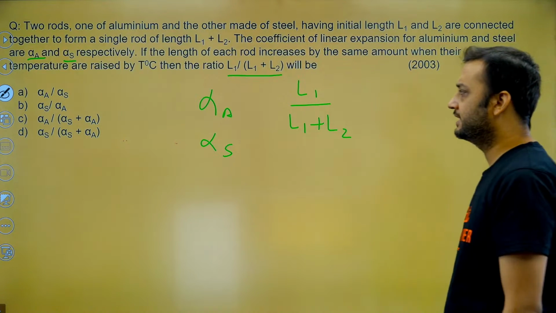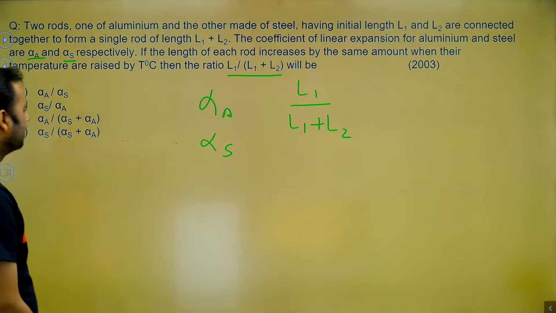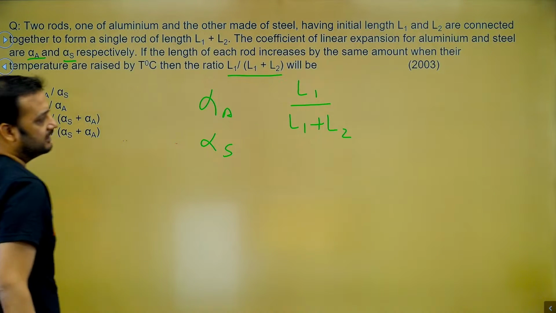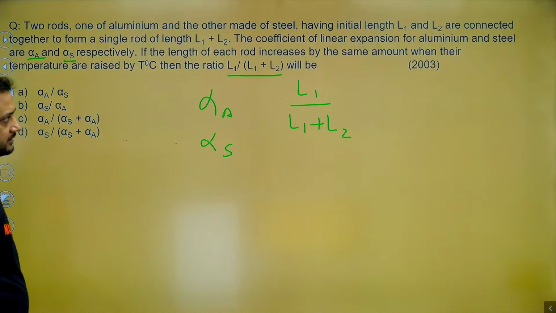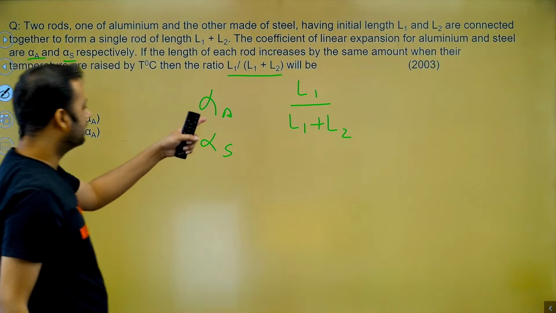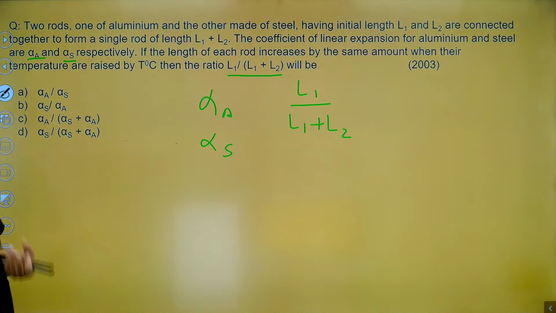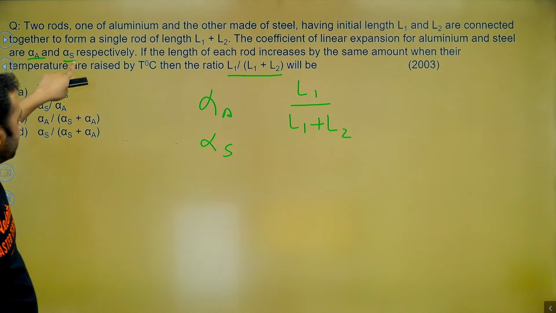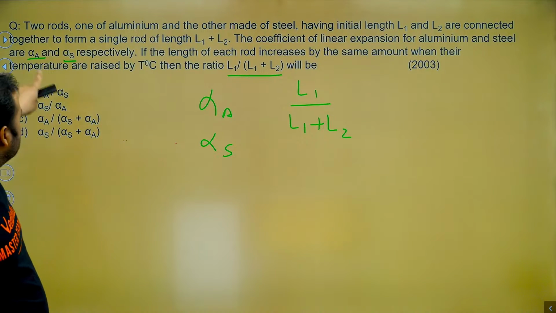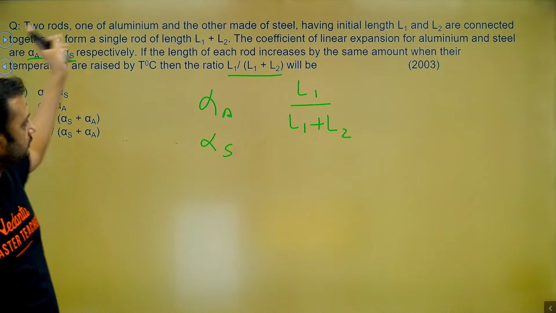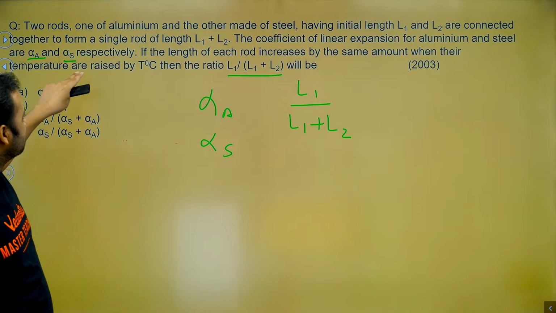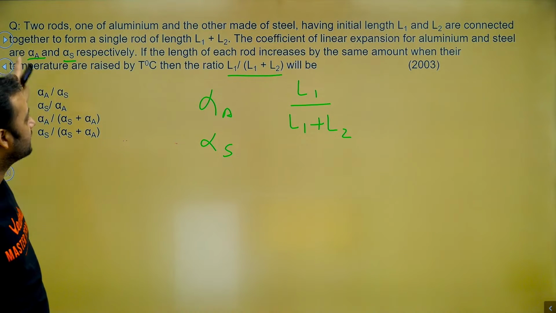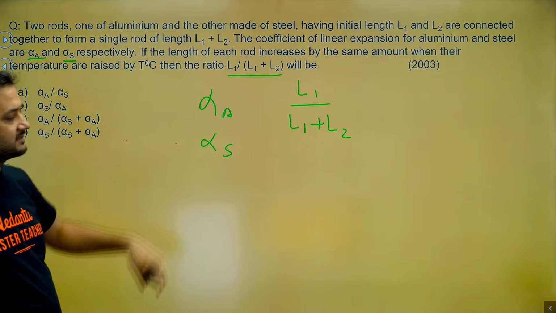Guys, it is very obvious A and B are wrong. Why are A and B wrong? This fraction is less than 1, as you can see. Numerator is less than denominator. Now alpha A and alpha S, this is in our hands. The question does not specify whether alpha A was more or alpha S was more. Even if we choose alpha A more than alpha S, the answer will be less than 1. Even if we choose alpha S more than alpha A, the answer will be less than 1. So in any case, the answer will be less than 1.